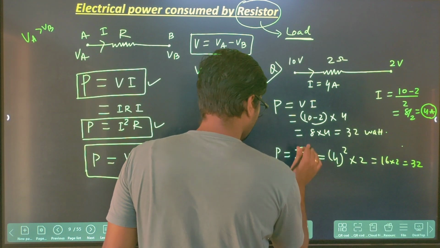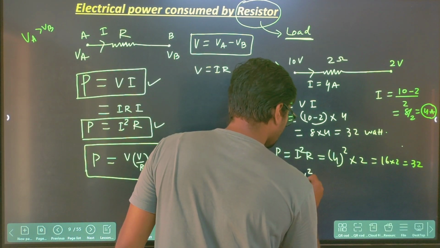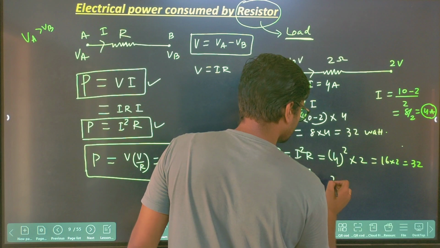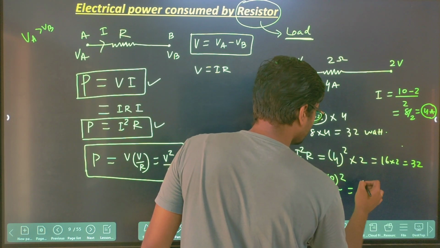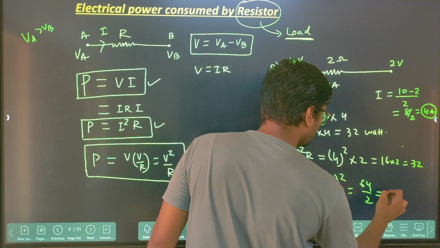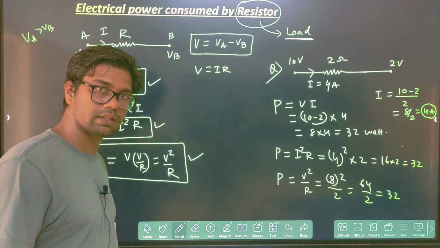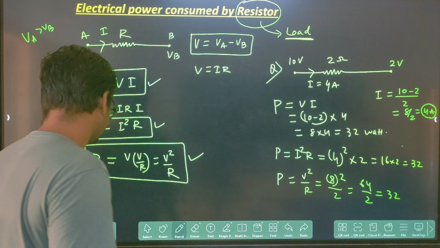You may say that you want to use V square by R. So use V square by R. V is 10 minus 2, that is 8. This will be 8 square divided by the resistance, your 2 ohm. So this will be 64 divided by 2, that is 32 watt. So in each formula you will get the same answer, right? This thing is clear now. Okay.